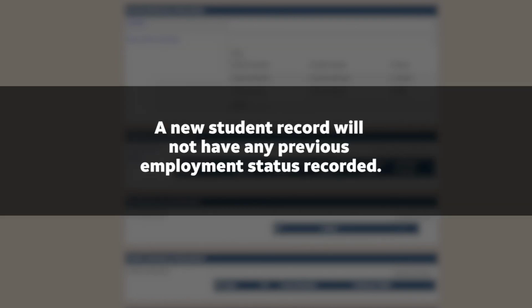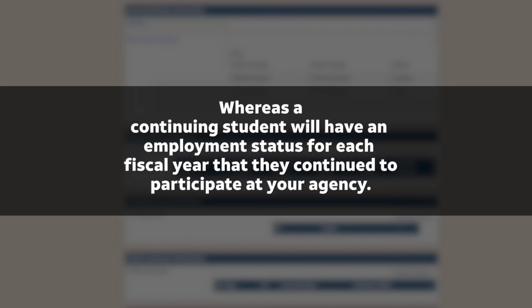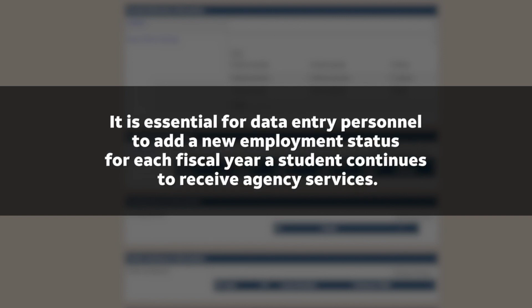A new student record will not have any previous employment status recorded, whereas a continuing student will have an employment status for each fiscal year they continue to participate at your agency. It is essential for data entry personnel to add a new employment status for each fiscal year a student continues to receive agency services.